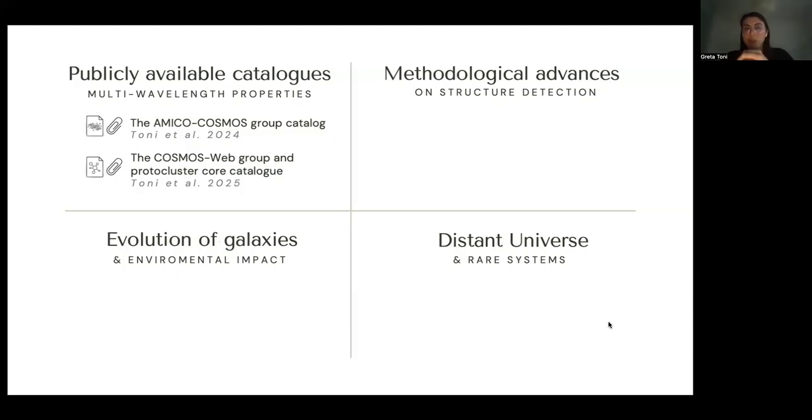We have the AMICO COSMOS catalog, which extends up to redshift 2 on the full COSMOS area, with optical and X-ray properties. And then we have the most recent brother of this catalog, the COSMOS-Web Group and Protocluster Core catalog, which instead is focused on the COSMOS-Web portion of the COSMOS field, goes much deeper and to higher redshift, 3.7, so it's ideal for studying growth of structures and protoclusters.